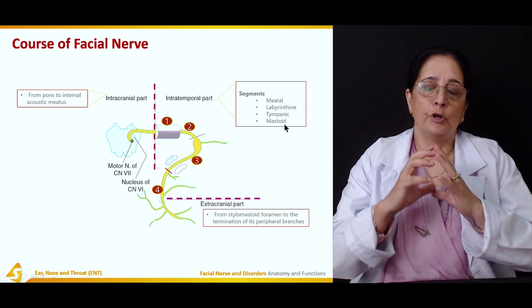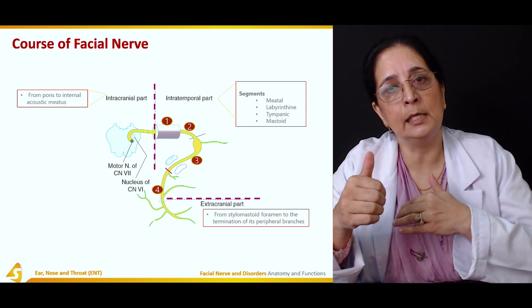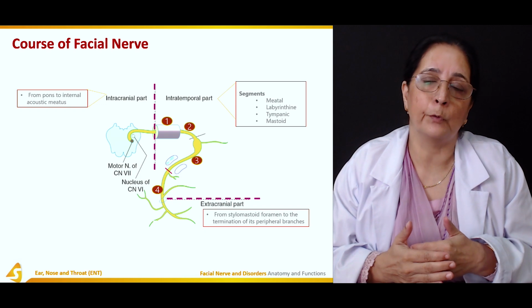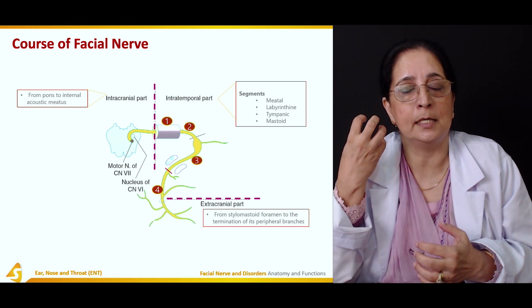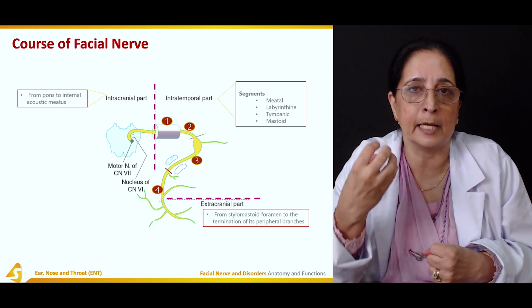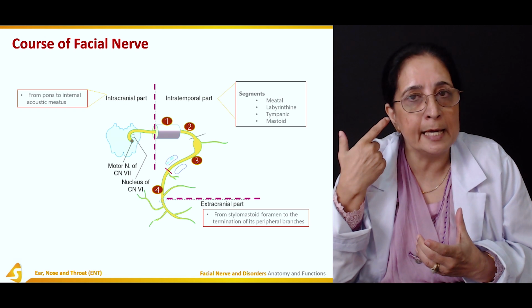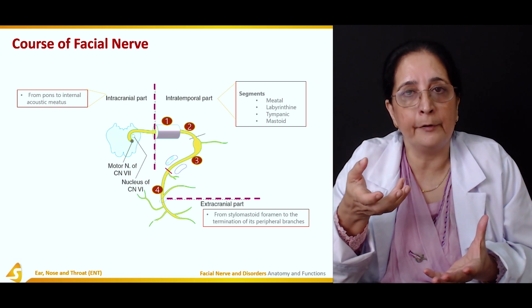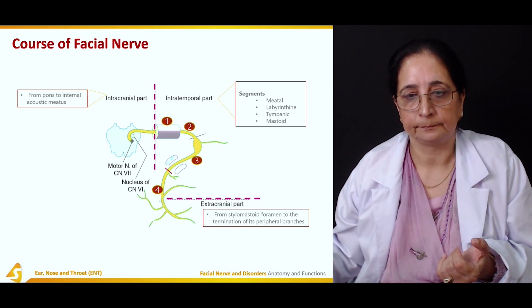So intracranial starts from the pons and goes to the internal acoustic meatus. From there, the intratemporal part starts, which is the part that mainly has the ear components or segments. These segments include the meatal, then we have the labyrinthine, tympanic, and mastoid segments.